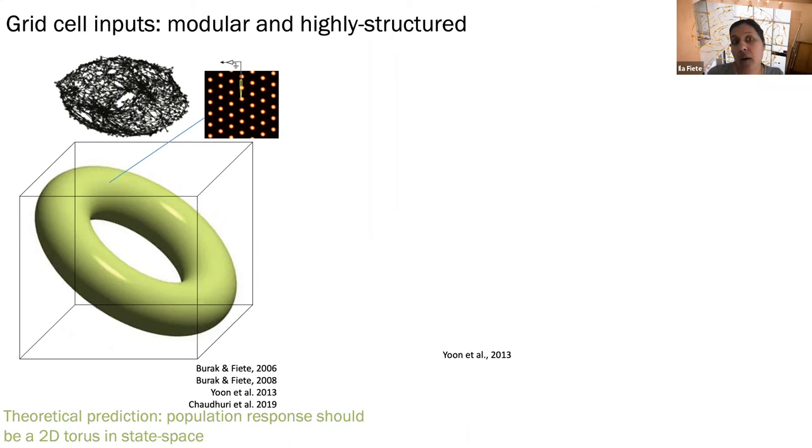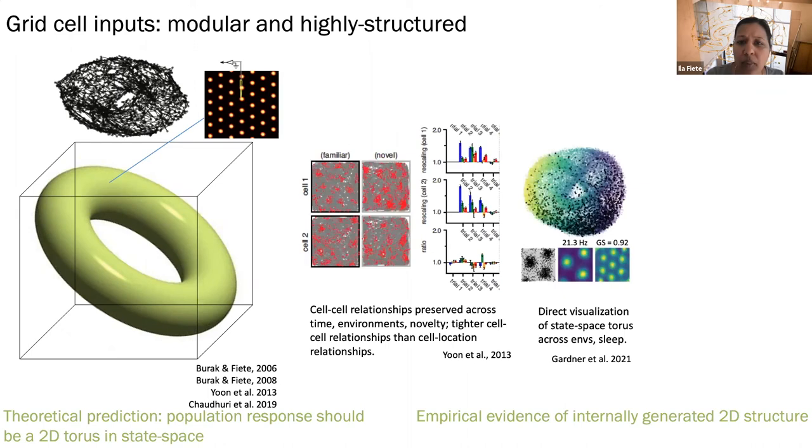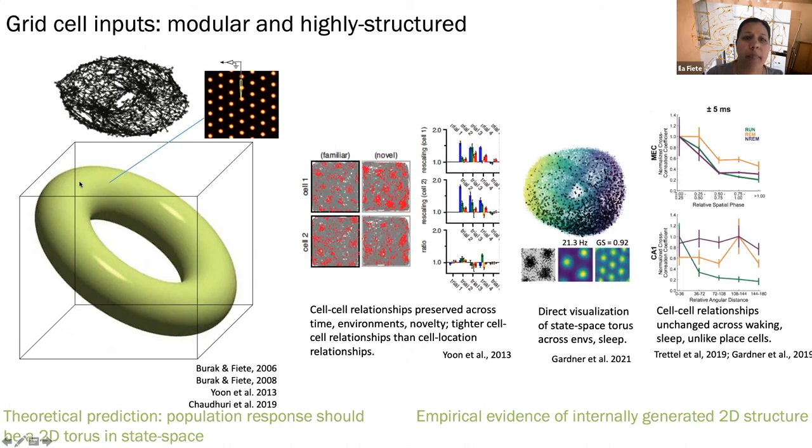Not to belabor the point, there have been multiple lines of evidence showing that the dynamics of grid cells are highly constrained. The theoretical models predict that the state space of an entire module of grid cells, so thousands of cells that have a common period, will lie on just the surface of a two-dimensional torus. And moreover, if you measure relationships of pairs of cells across environments, both familiar and novel ones, even though the cells' responses may change across environments, the cell-cell relationships are highly conserved and consistent with lying on the surface of a torus.